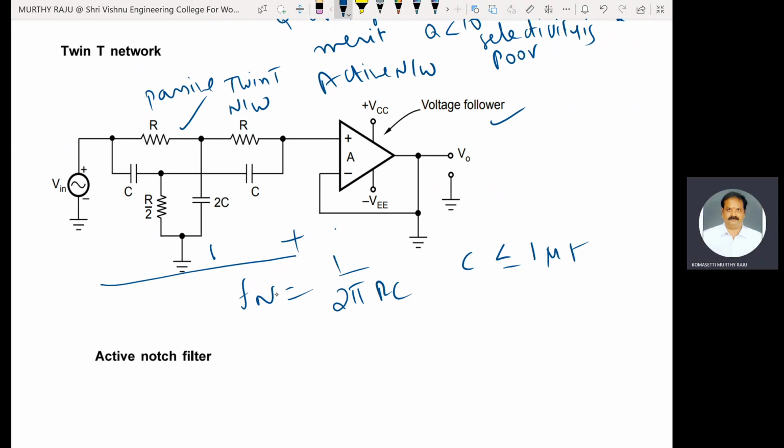That frequency is represented by Fn equal to 1 by 2 pi RC, the notch out frequency. That is the reason we use Fn. The notch out frequency is the frequency at which maximum attenuation occurs. Maximum attenuation means the unwanted frequency is completely removed by using this circuit.